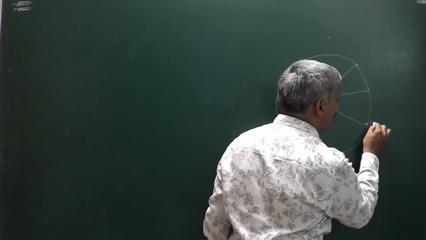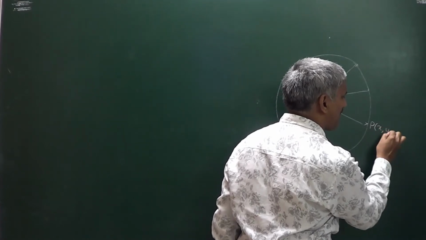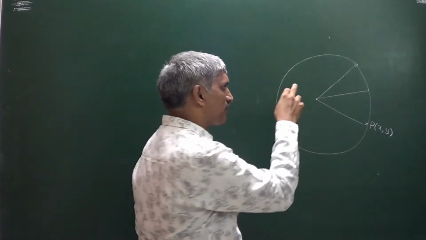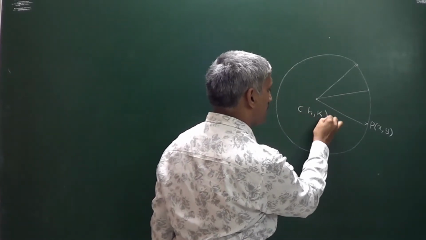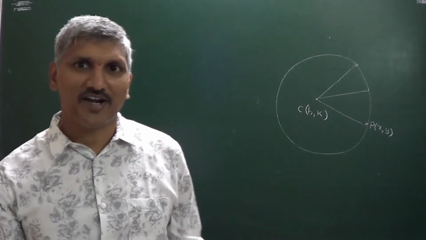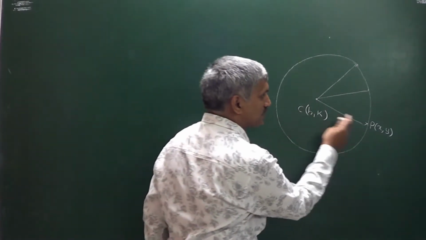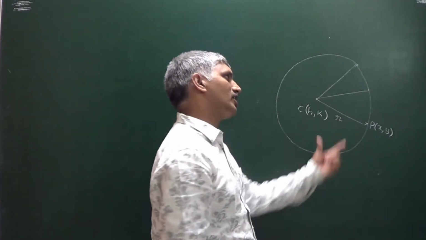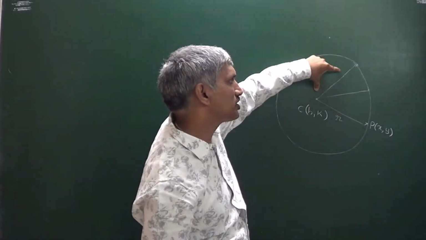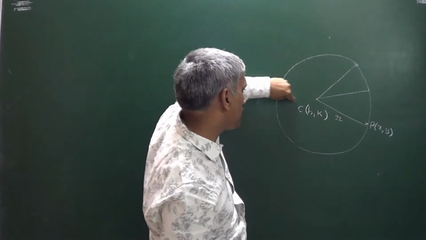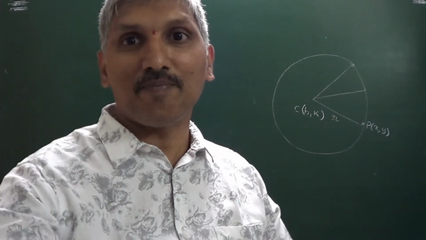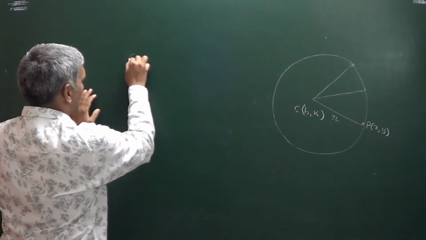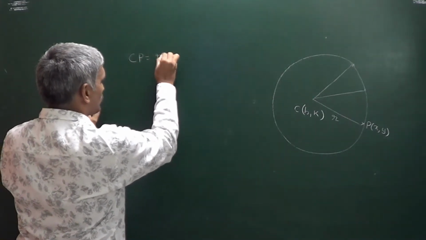Because this is a moving point, let us say an arbitrary point (x, y), and this is a fixed point. I am taking that fixed point as the center (h, k). The distance between these two is r. Here also the distance is r, and everywhere the distance is r. That means CP is equal to r.